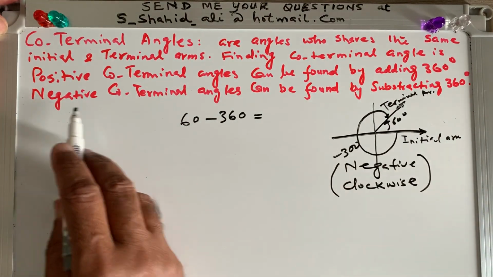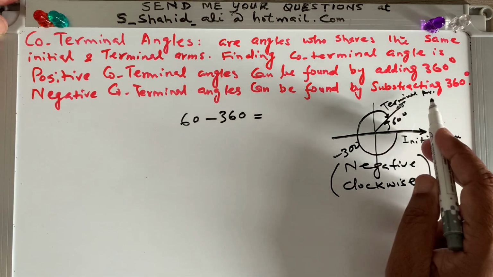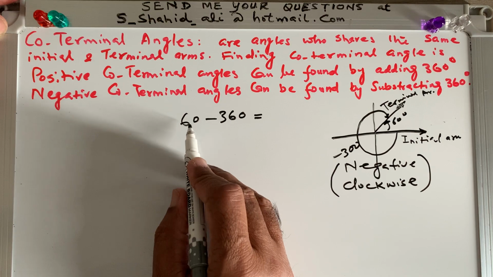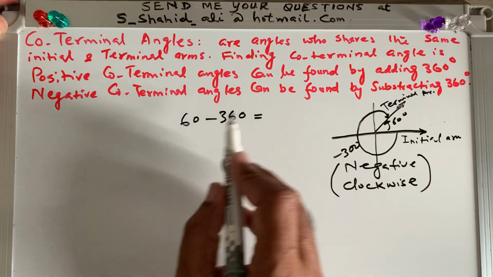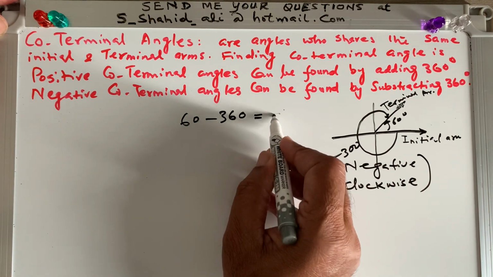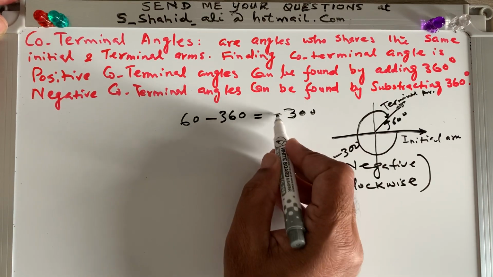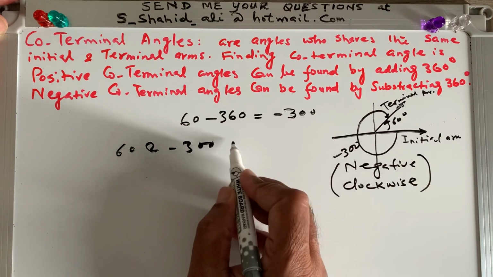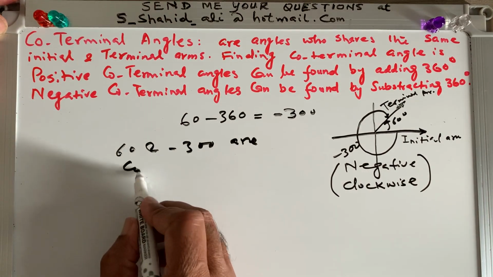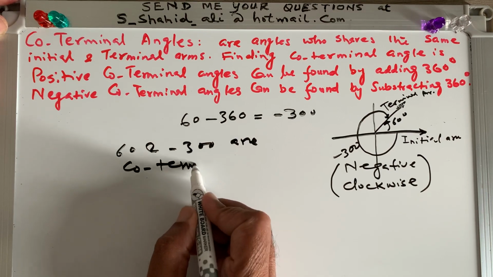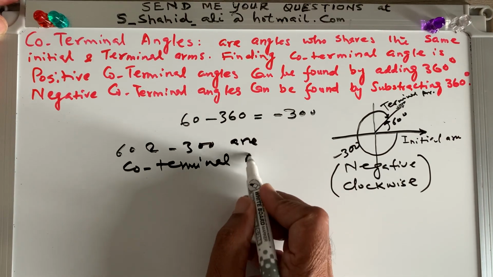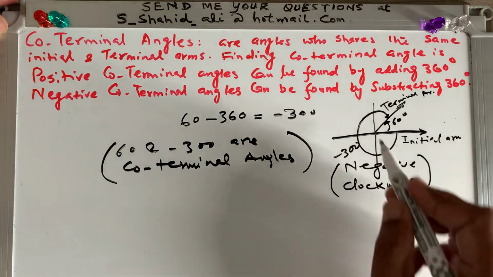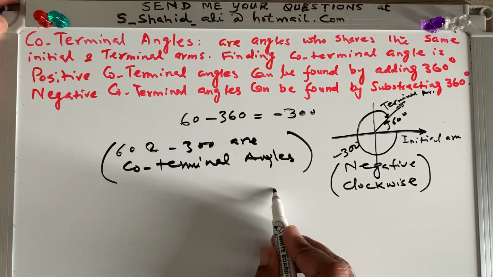And what I said, a negative coterminal angle can be found by subtracting 360. So I am subtracting 360 from the original angle, right? So 60 minus 360 is minus 300. So that means 60 and minus 300 are coterminal angles. Hope you understand the definition and this example, right? This is one example. You can choose many examples.